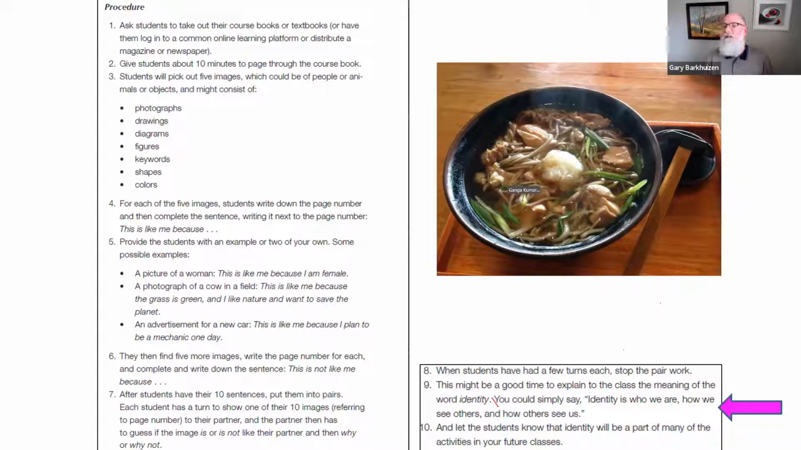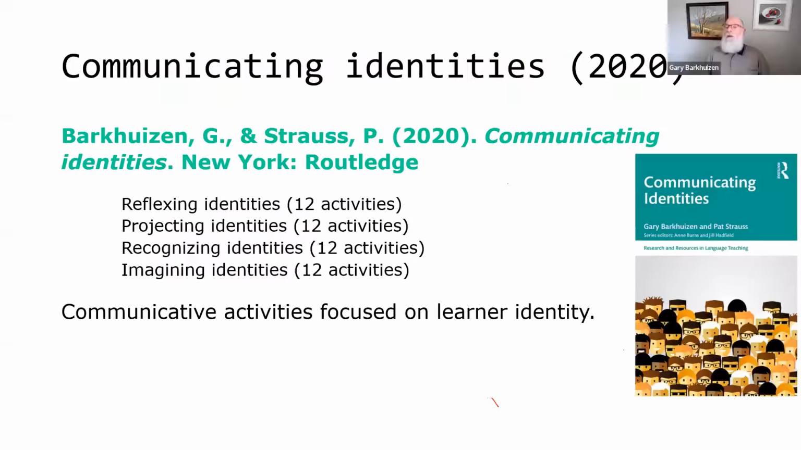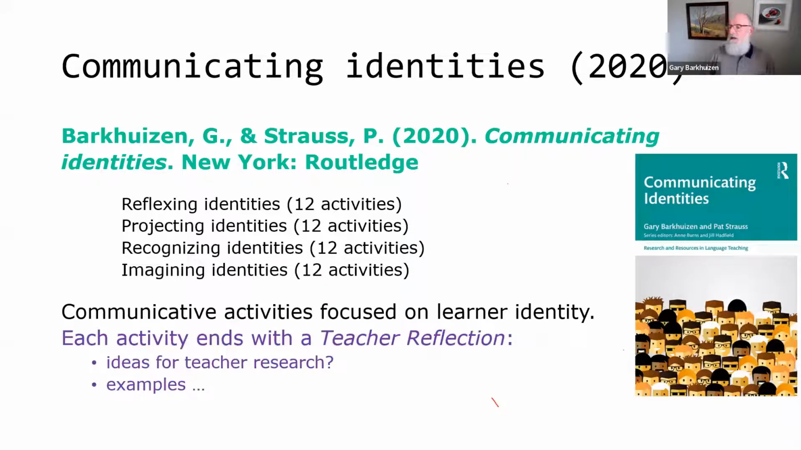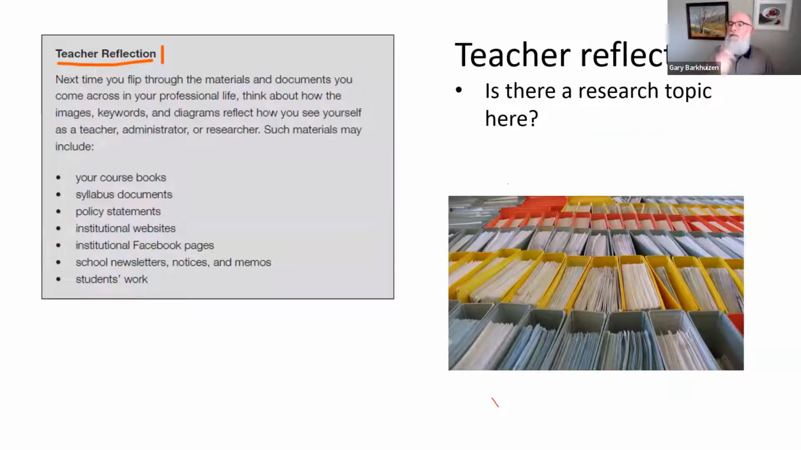And at this point, the teacher can say why. The teacher can say what they mean by identity. Remember, this is the first activity, and so on. As I said earlier on, at the end of each activity, there's a teacher reflection, which may also prompt some ideas for teacher research. So, for example, in that first activity, for the teacher, this time, next time you flip through the materials and documents you come across in your professional life, think about how the images, keywords, and diagrams reflect how you see yourself as a teacher, administrator, or researcher.